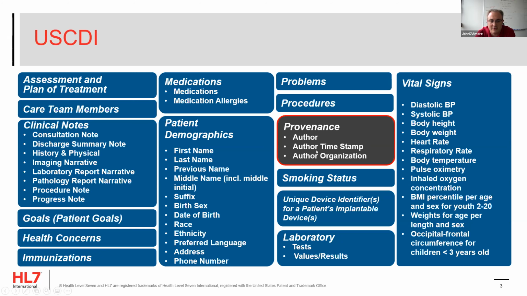So you can think about the author you could have for a problem, or the author you could have for a vital sign. You can also think about the performer you might have for a problem, or the performer for a vital sign, or the performer for a laboratory result. And that's really what I'm going to be speaking about today.